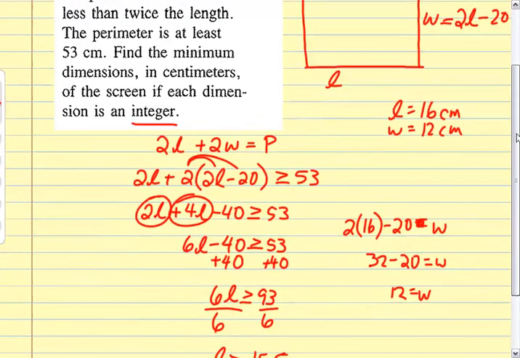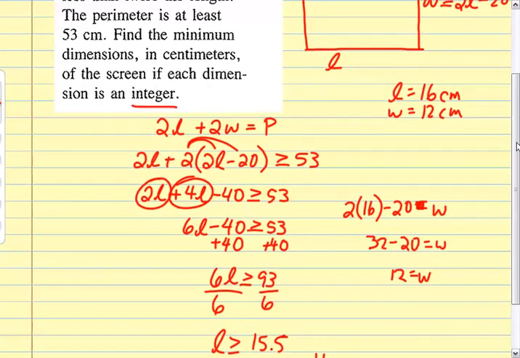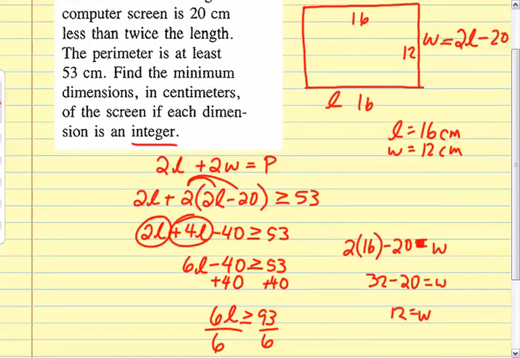So what perimeter would that give us? Let's see. That would say 16 and 12, 16 and 12. So that's going to be, this right here is 28, and I've got 2 of them, so 56. Is that greater than or equal to 53? It sure is. All right.